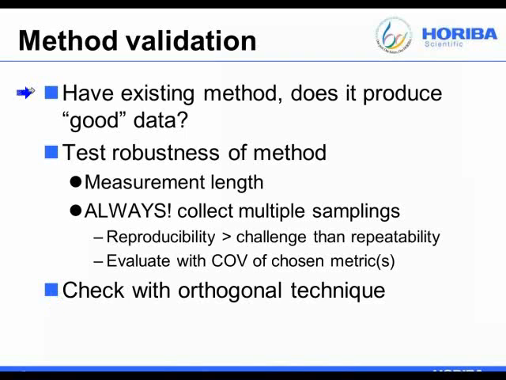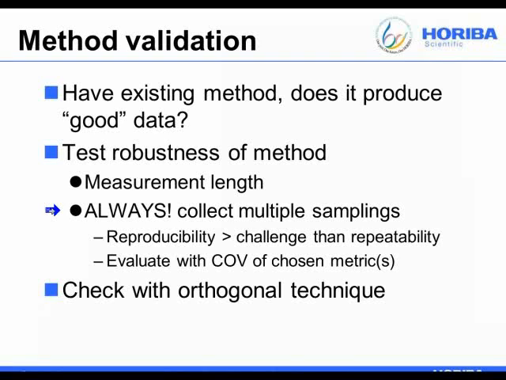So another common question was, I have an existing method, but I'm not really sure if it's giving me good data. And good can mean a bunch of different things. And typically our advice is to test the robustness of the method. Now, you can do that a bunch of different ways. You can tweak individual components of the method, like how long you make the measurement for. But really, in general, probably the best way to do it is just to start off by collecting multiple samplings.